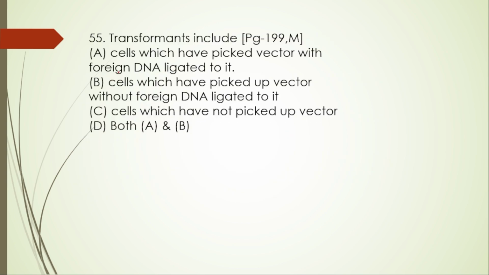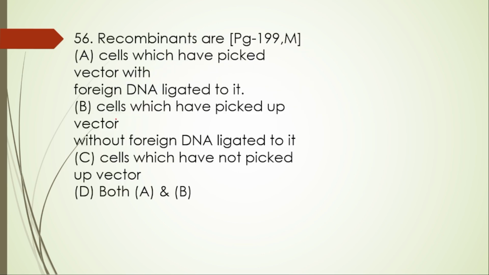55. Transformants include cells which have picked up vector with foreign DNA ligated to it. Yes. Cells which have picked up vector without foreign DNA ligated to it. This one is also right. So both A and B. Next, 56th one. Recombinants are cells which have picked up vectors with foreign DNA ligated to it. Yes, this one itself is right.